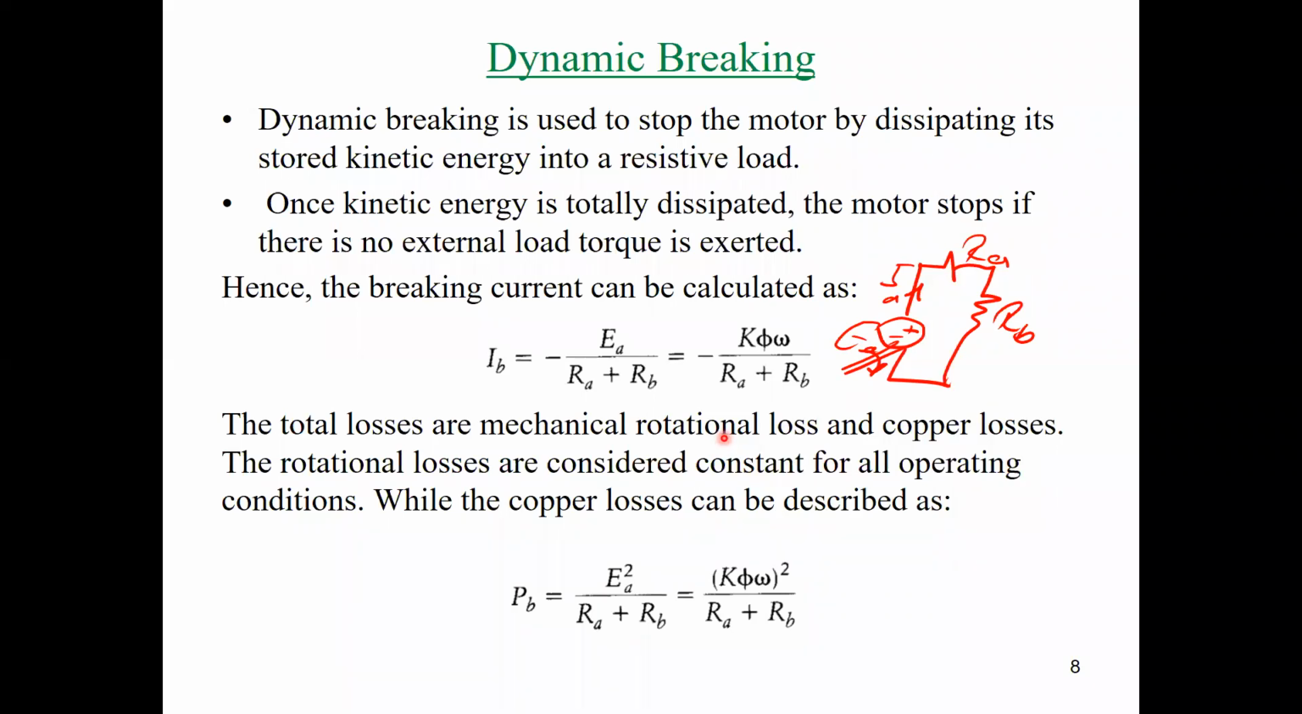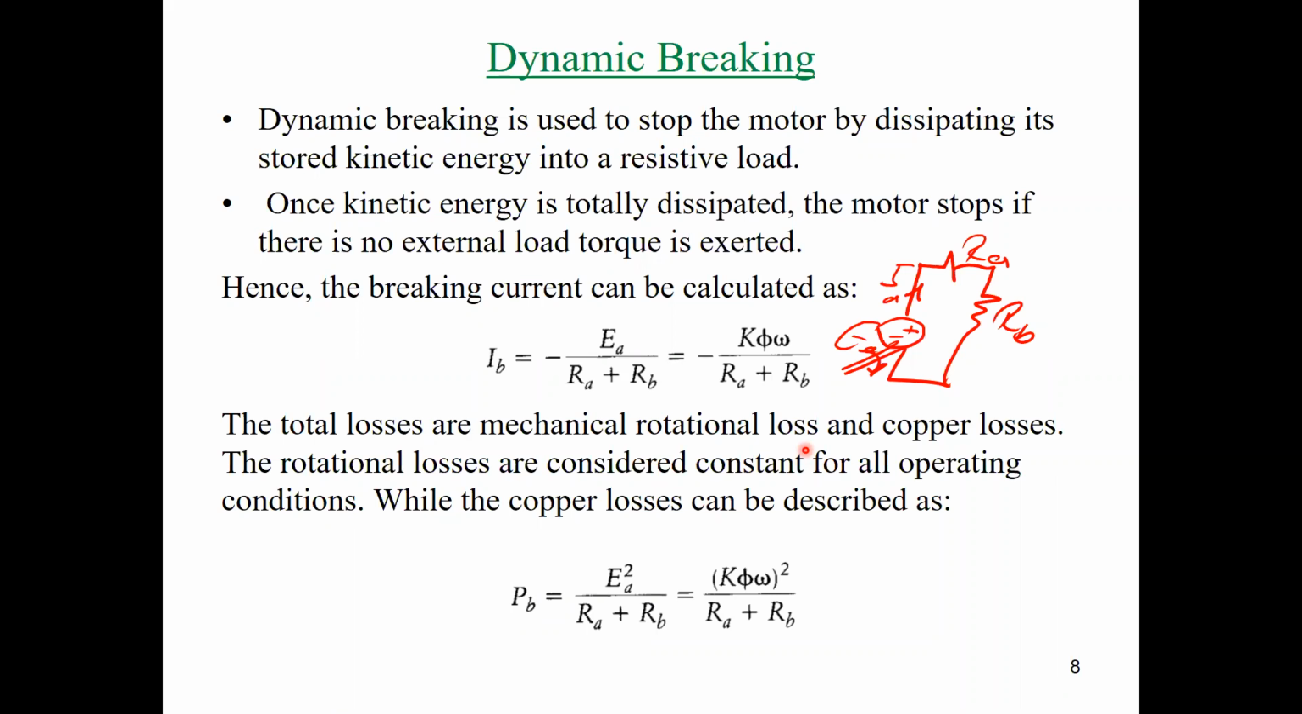So for this kind of braking, this is the relation of current. The total losses are mechanical rotational loss and copper loss. There are no other kinds of losses, just copper and rotational loss here.